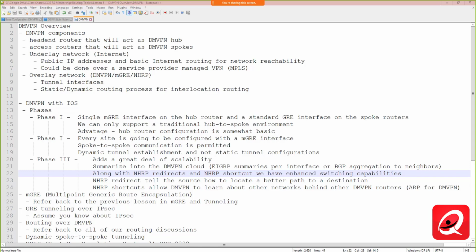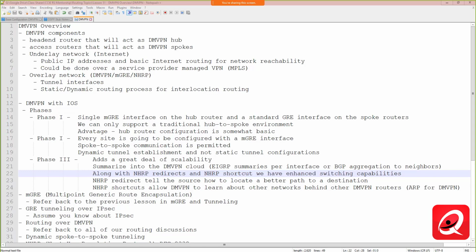DMVPN uses both an underlay routing protocol and an overlay routing protocol. The overlay routing protocol is what we're going to run internally, and the underlay protocol is what we run for reachability. So that's the difference between, say, the internet or the backbone connectivity over the internet or the MPLS cloud or whatnot. That would be the underlay network.